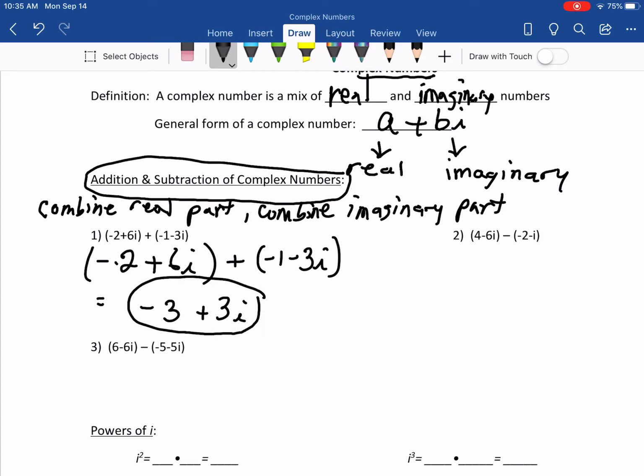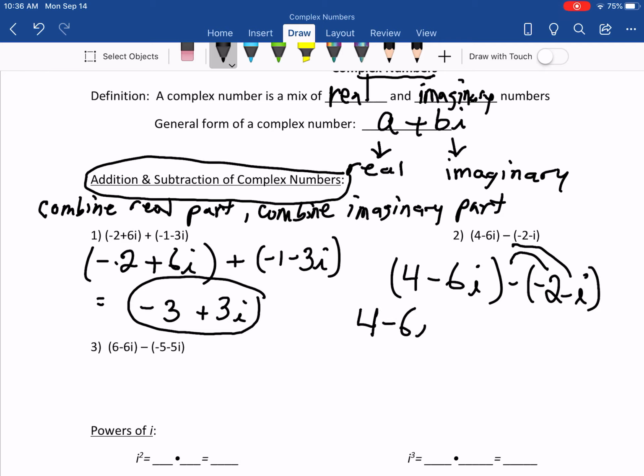Number 2, 4 minus 6i minus negative 2 minus i. Remember, when you're subtracting, you're really adding the opposite. So I'm going to distribute through the subtraction sign. So it's going to be 4 minus 6i plus 2 plus i. And actually, we can get rid of this set of parentheses here. Okay. So the real part, 4 and 2, 6. The imaginary part, negative 6i plus i, negative 5i.